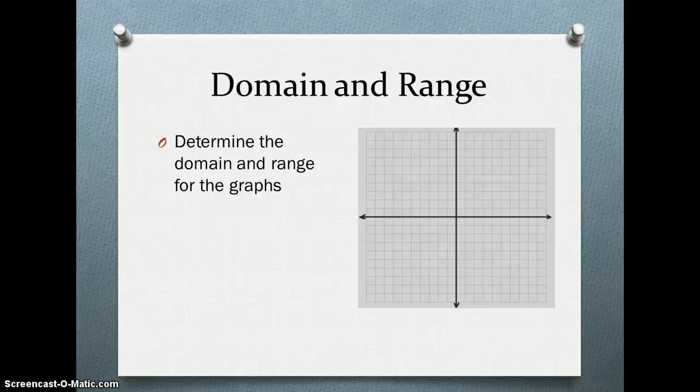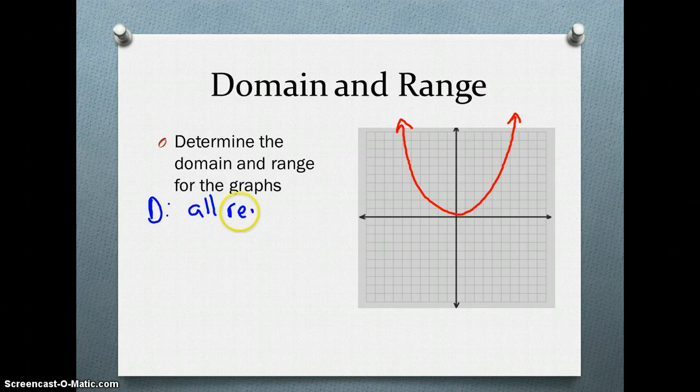Let's first start with something like this. The domain, if we look, this graph goes on forever and ever. So our domain is all real numbers, because it's going to go to negative infinity on the x-axis, and it's going to go to positive infinity on the x-axis.